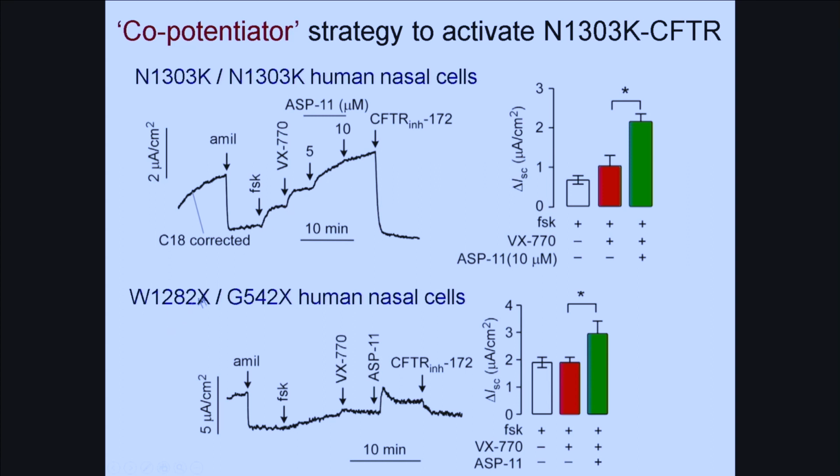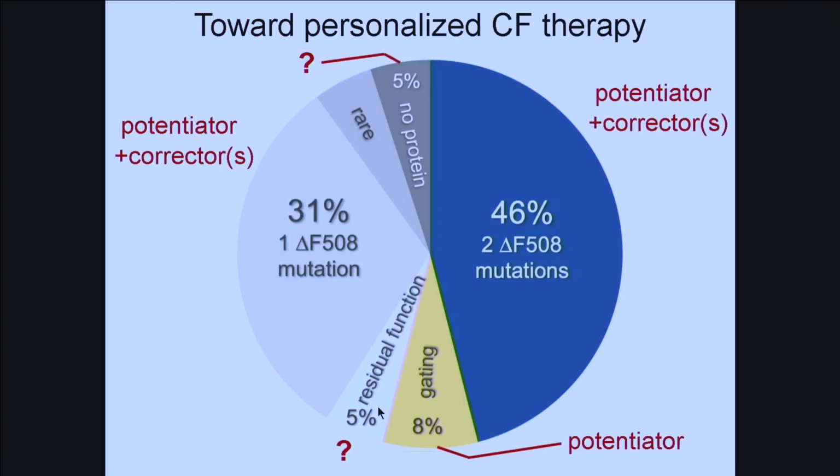Now, coming back to, as I promised, W1282X. So we had one patient that's compound heterozygous for W1282X and G542X, the latter unable to produce any protein. And here we did see an effect of our co-potentiator. And so we're very interested in obtaining more cells, and we're searching the world to obtain patients with the suitable genotypes. So what about personalized medicine?